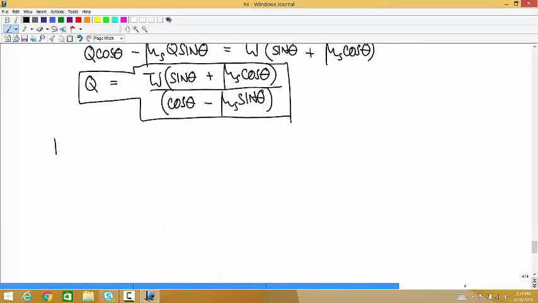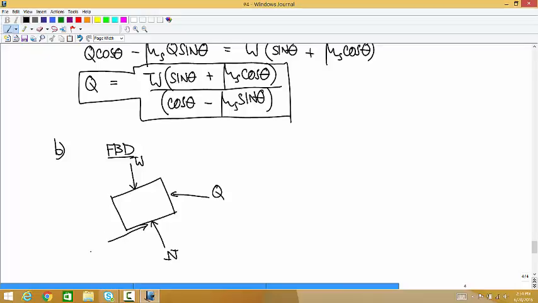So for part B, the free body diagram looks like this. W is still the same. Normal force is still the same. But now the Q has to be going this way. And the friction force is counteracting Q, so it's this way.